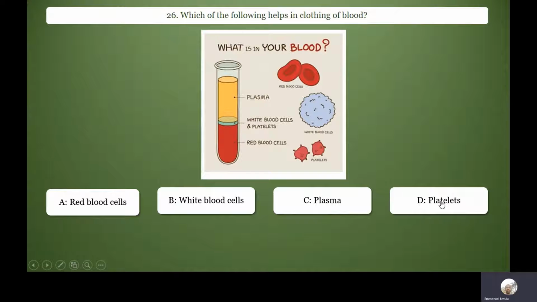Which of the following helps in clotting of blood? It is the platelets. The platelets are involved in blood clotting. Okay, the red blood cells transport oxygen. The white blood cells fight against pathogens. Okay, the plasma is the liquid part of the blood.